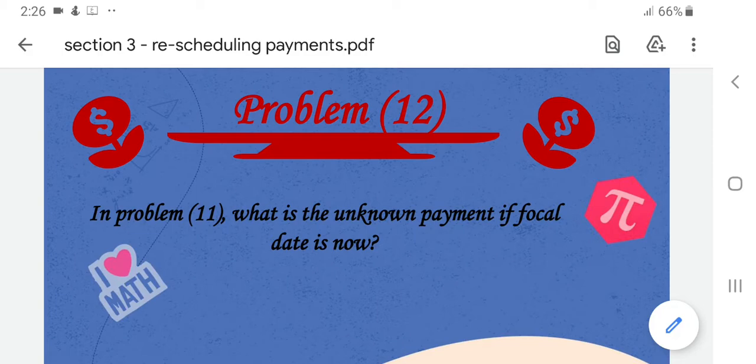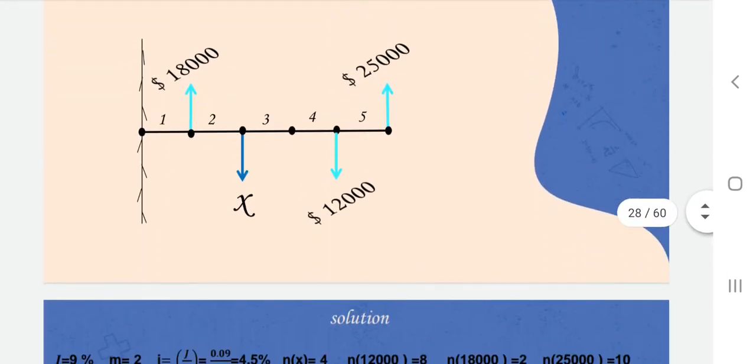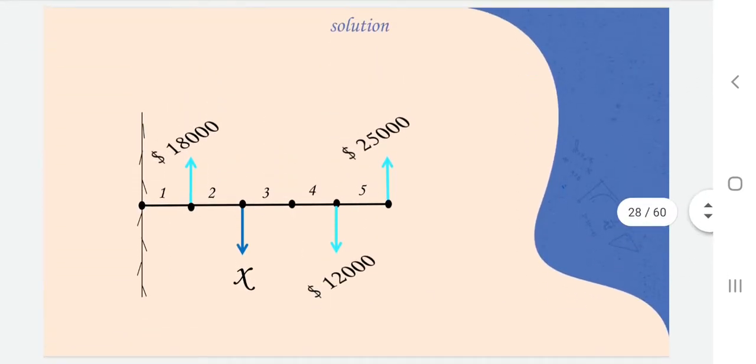In problem number 12, in problem number 11, what is the unknown payment if the focal date is now? Look at the time diagram. In this time diagram, the focal date lies before the maturity dates of old and new obligations. Then the present value of old obligations equals the present value of new obligations, and the main formula will be BO1 plus BO2 equal to BN1 plus BN2.